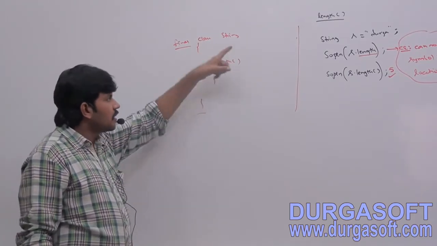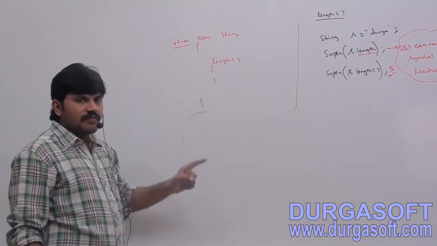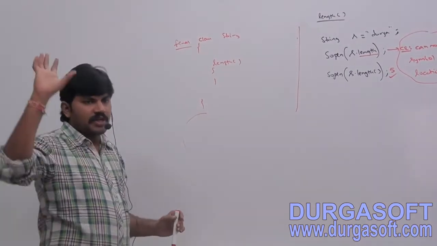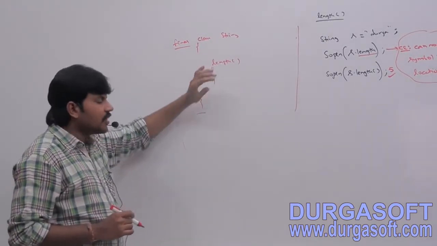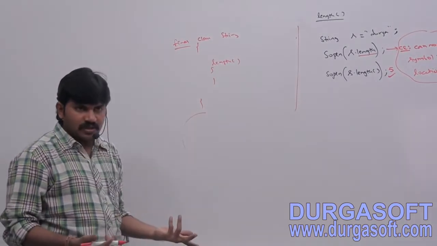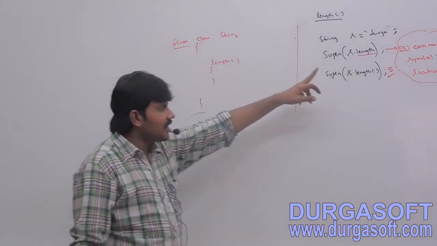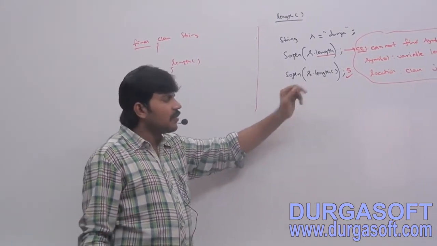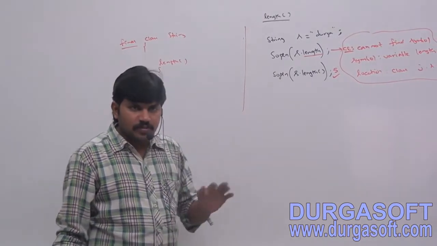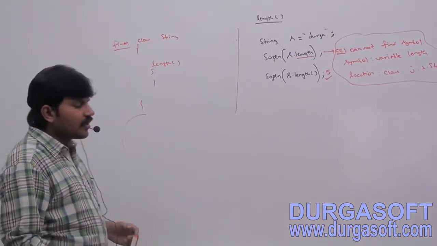Every method present inside a final class is always final by default, because we can't override these methods, since we can't create a child class in the first place. So is length a final method or not? Yes, it is applicable for string objects. The length method returns the number of characters present in the string.